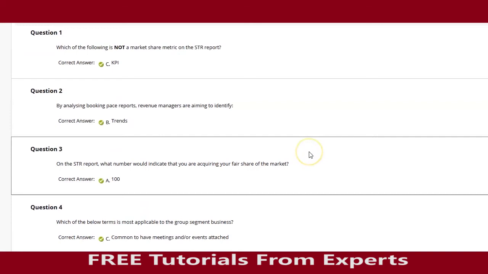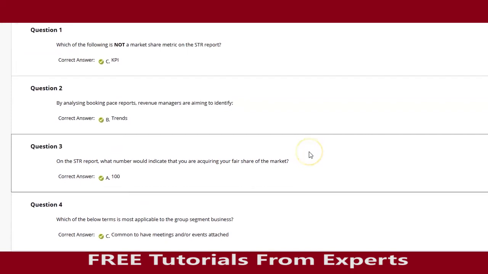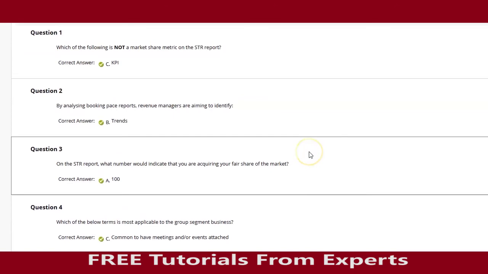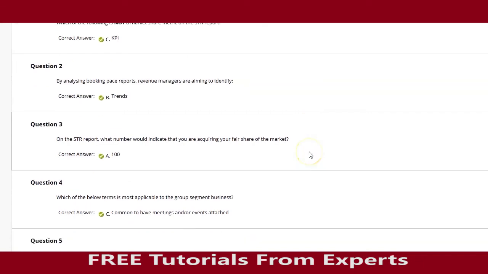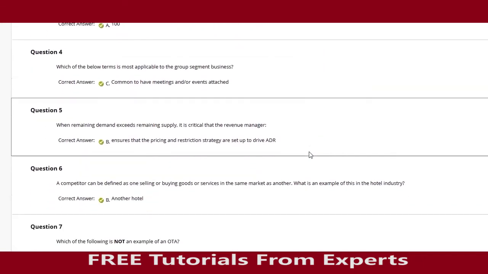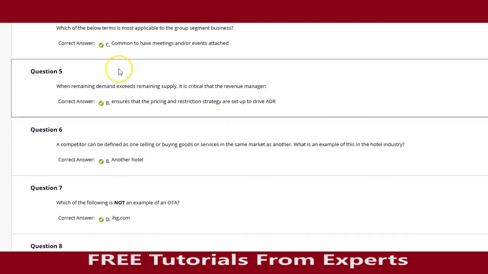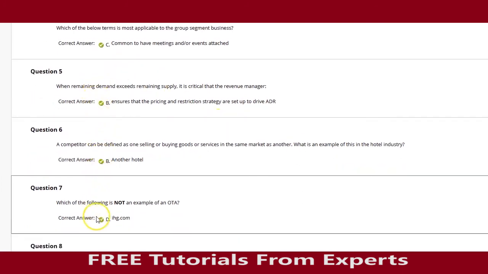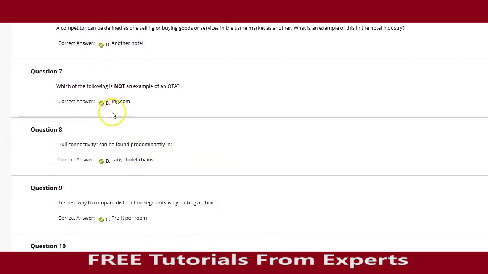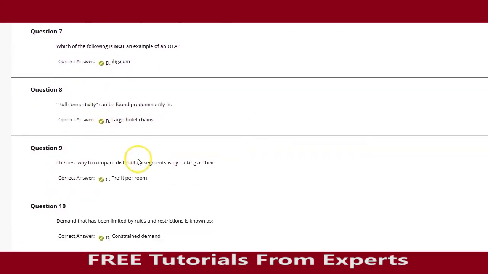And that's the answer. In question 6, a competitor can be defined as one selling or buying goods or services in the same market to another. What's the example of this in the hotel industry? It's simply another hotel. Yes, another hotel is the competitor. Which of the following is not an example of an OTA? Just as I told you, it is the IHG. IHG is a group of hotels, and it's a very well-known brand. Maybe you can try it someday. So it is not an online travel agency.